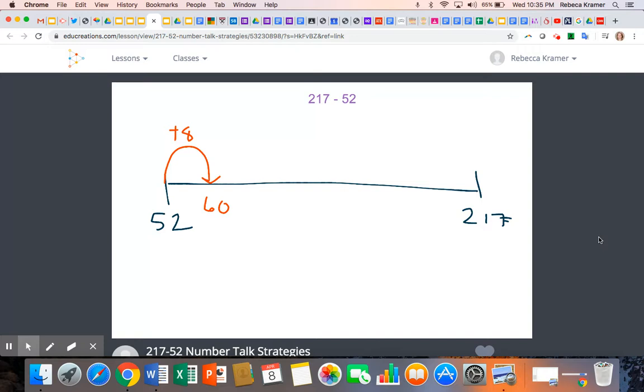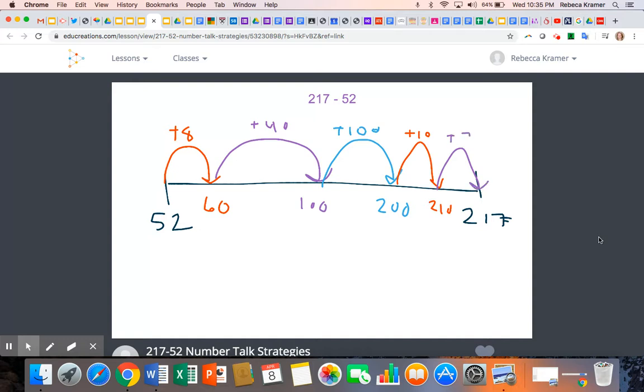For my next hop, I have a big leap to get to 217. I might add 40, so now I'm at 100. I need to add a few more, so let's see, another 100 maybe would get me to 200. And then I have to hop, maybe I'll do 10, which would get me to 210. And lastly, another 7 more to get me to 217.